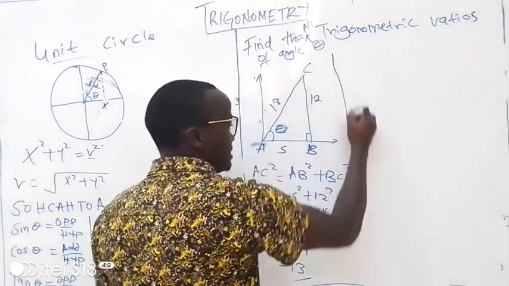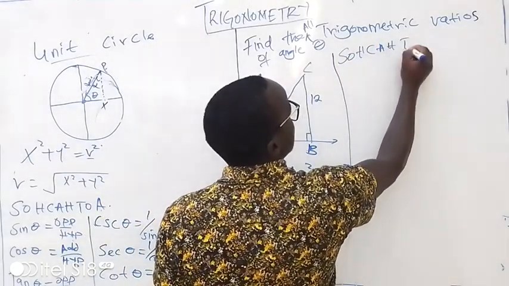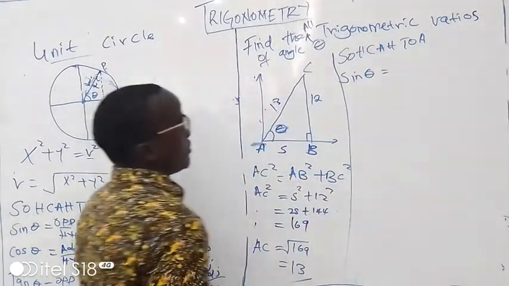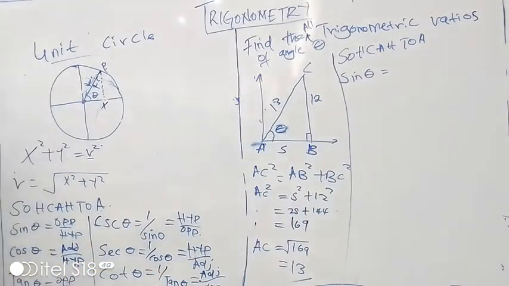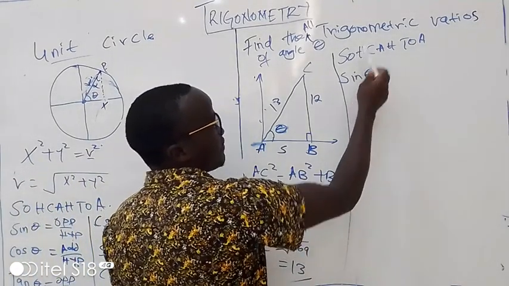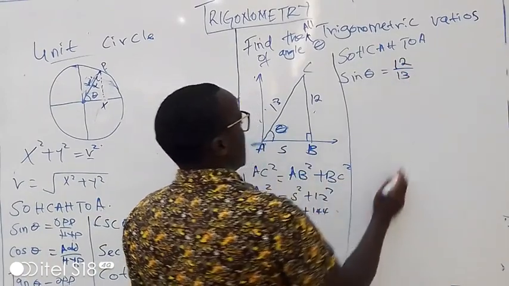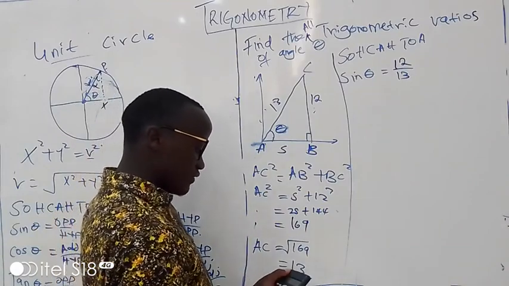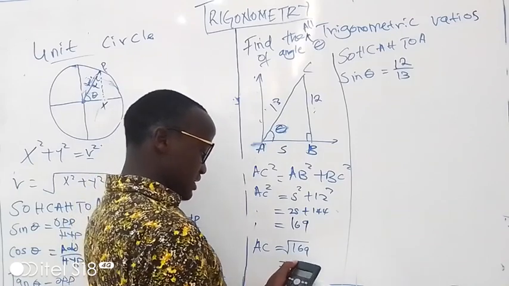now we can come here and start with SOHCAHTOA. These are the first 3. So sine theta is opposite over hypotenuse, as we had seen here. Now this is the opposite and this is the hypotenuse, so it is 12 over 13. We can take 12 divided by 13.